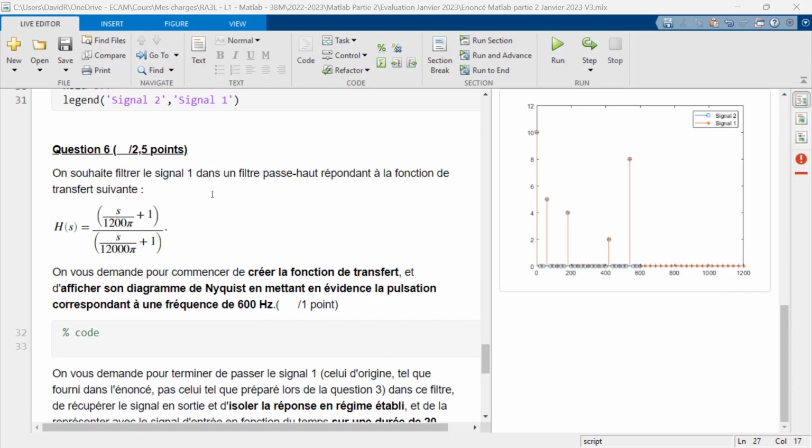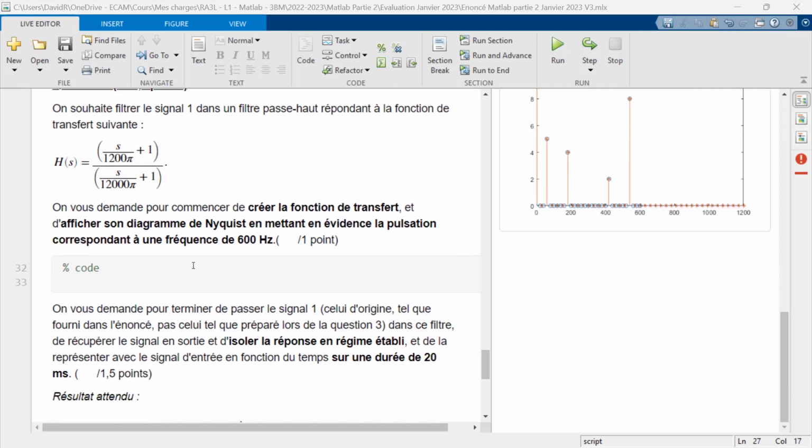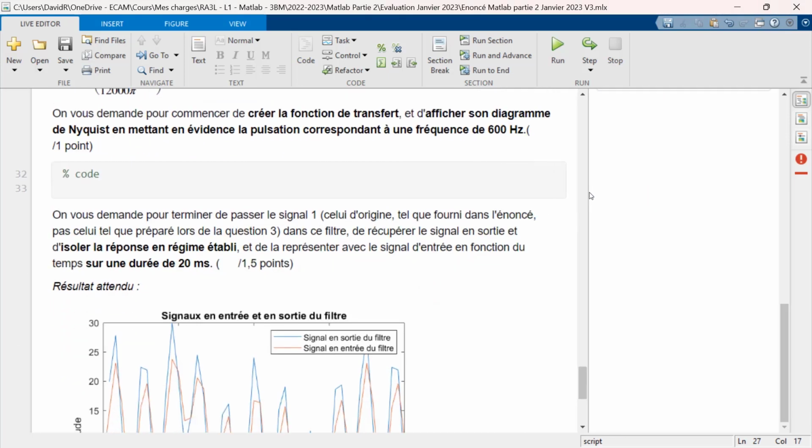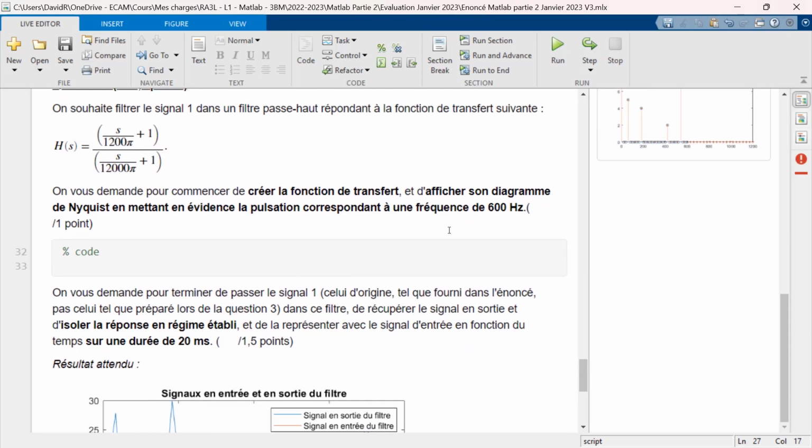Et on va maintenant pouvoir terminer la correction de cet examen par la dernière question. Donc, on s'intéresse maintenant à un système dynamique. On nous dit qu'on souhaite filtrer le signal 1 dans un filtre. On nous annonce que c'est un filtre passe-haut qui a la fonction de transfert suivante. Donc, on vous demande pour commencer de créer la fonction de transfert, d'afficher son diagramme de Nyquist et de mettre en évidence la pulsation qui correspond à une fréquence de 600 Hz.